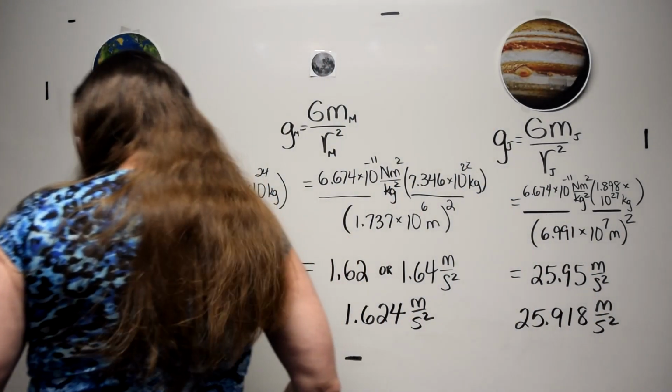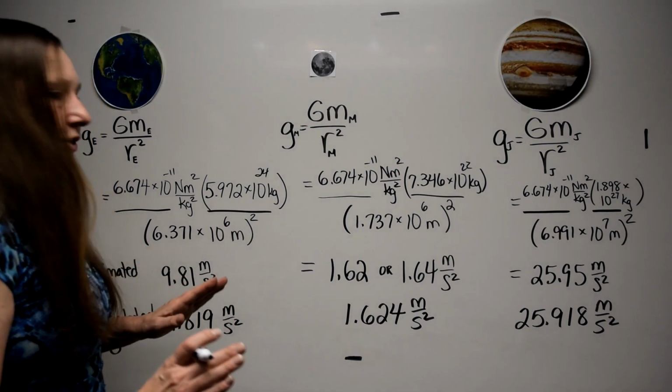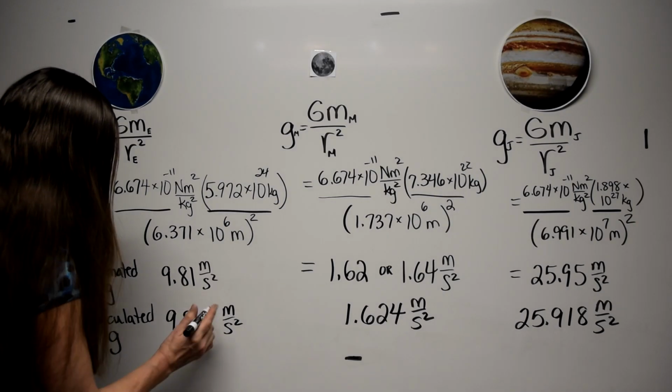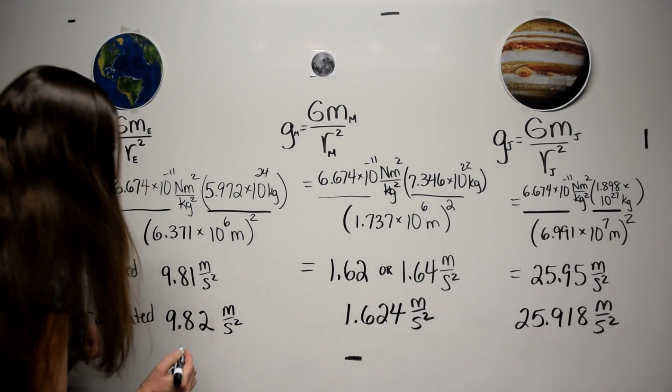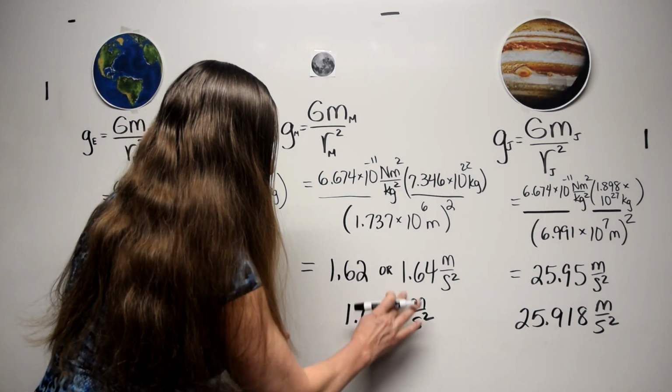So if we do this to 3 significant figures, here we've got 9.82. Here we've got 1.62.